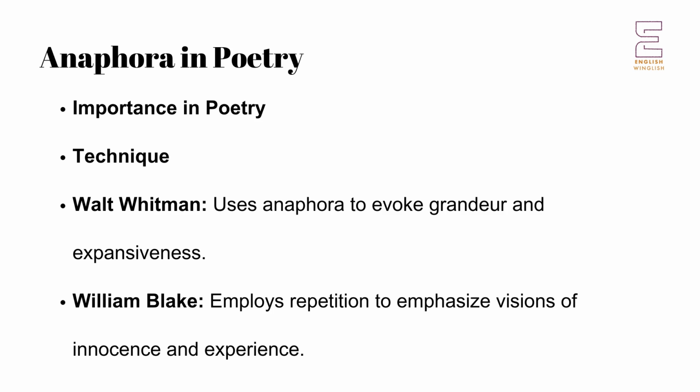In the works of poets like Walt Whitman and William Blake, anaphora is used to explore universal themes such as freedom, love, and nature. Whitman's Leaves of Grass frequently uses anaphora to evoke a sense of grandeur and expansiveness, while Blake employs it to emphasize his visions of innocence and experience. Through the use of anaphora, poets can give their work a lyrical, almost hypnotic quality, drawing the reader into the repetitive rhythm of the text.